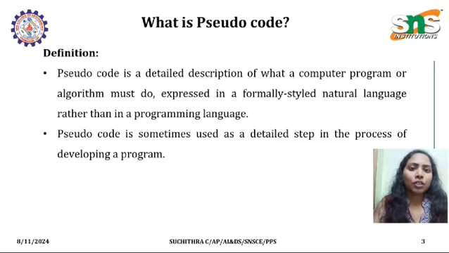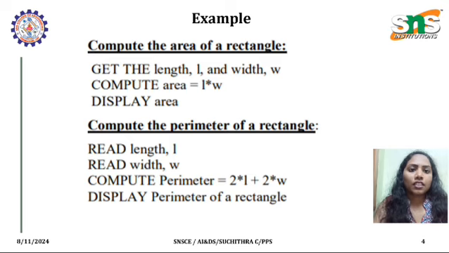What is pseudocode? Pseudocode is a detailed description of what a computer program or algorithm must do, expressed in a formally styled natural language rather than in a programming language. Pseudocode is sometimes used as a detailed step in the process of developing a program. We can see a small example. Compute the area of rectangle. Get the length L and width W. Compute area equal to L into W. Display area.